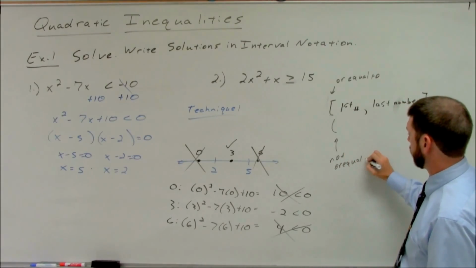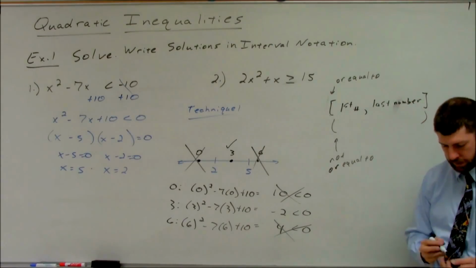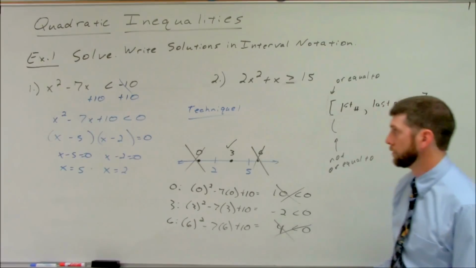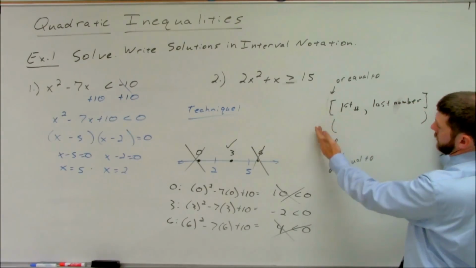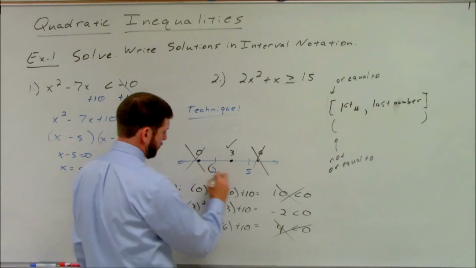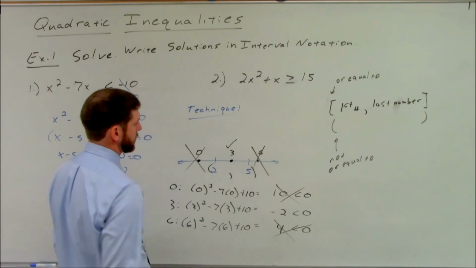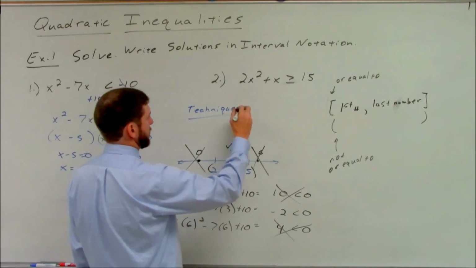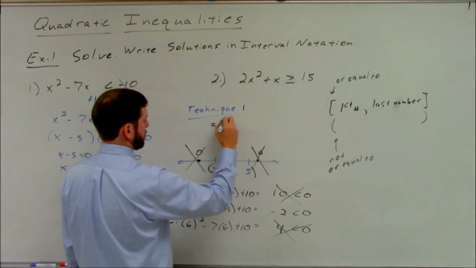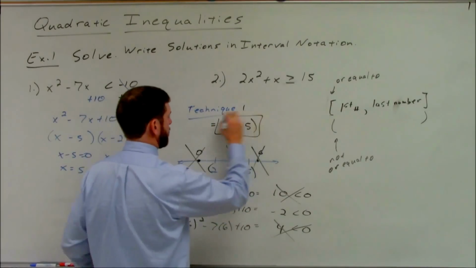So that's a quick rundown of what interval notation is, and you'll see it show up in a lot of different texts. But this one, we were not equal, so we're not going to use the brackets, we're going to use the parentheses. So it's really as simple as putting parentheses around your numbers and throwing a comma in there. So there's your solution using technique 1. So the interval from 2 to 5.